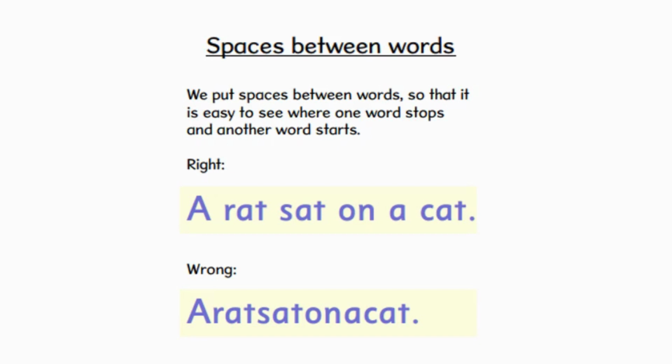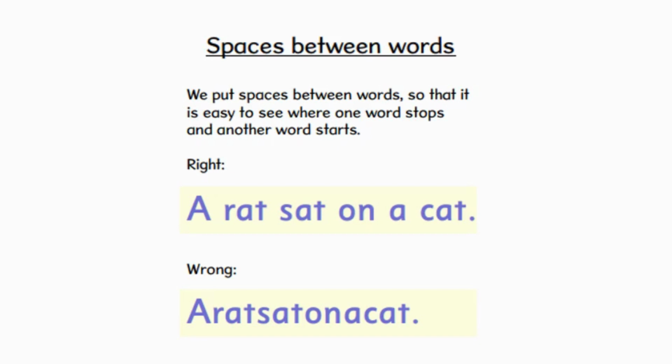A rat sat on a cat. Okay, now I can see A is a word, rat is a word, sat is a word, on is a word, A is a word, and cat is a word. So can you count how many words are there in the sentence? 1, 2, 3, 4, 5, 6. There are 6 words in this sentence.